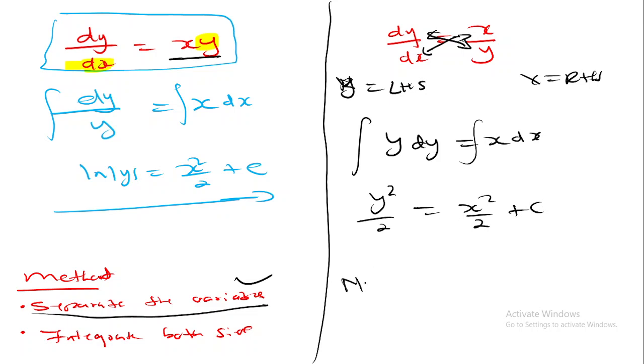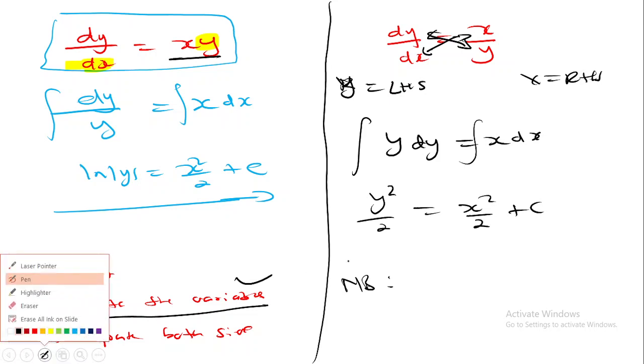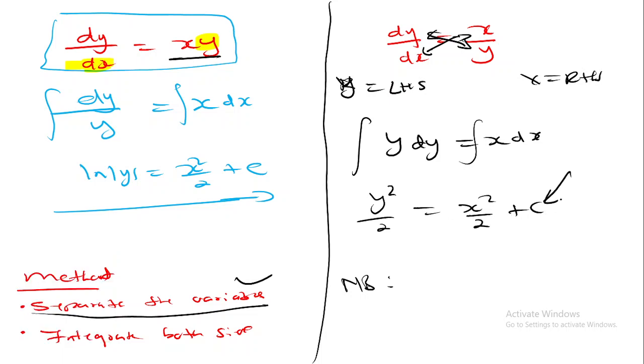This is very important. When you're integrating both sides, you don't add plus c on both sides. You don't do y squared over 2 plus c and then x squared over 2 plus c. You only add this c once. So this is how you can easily solve using separation of variables and direct integration.